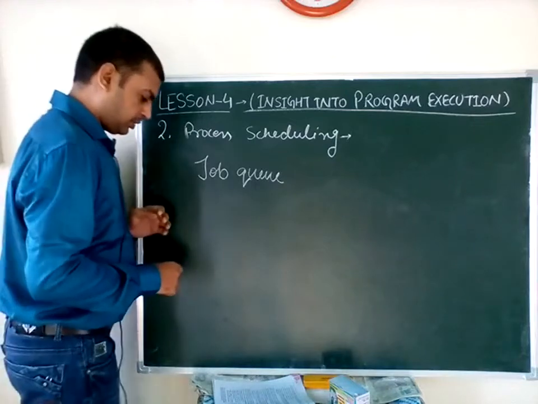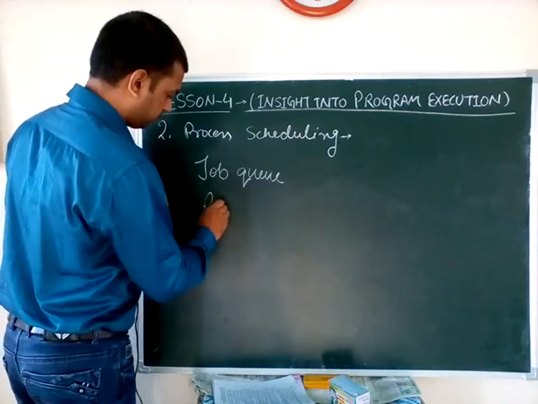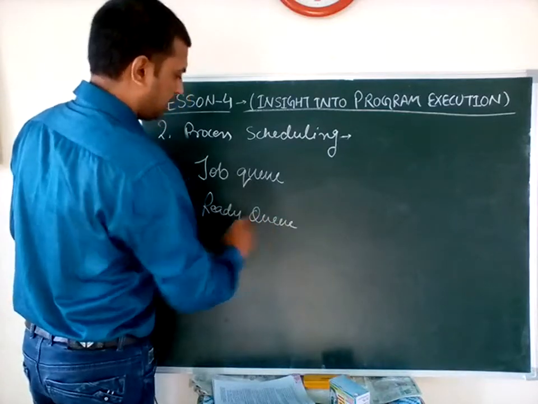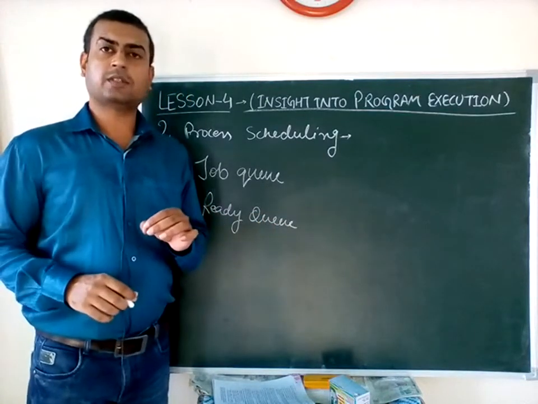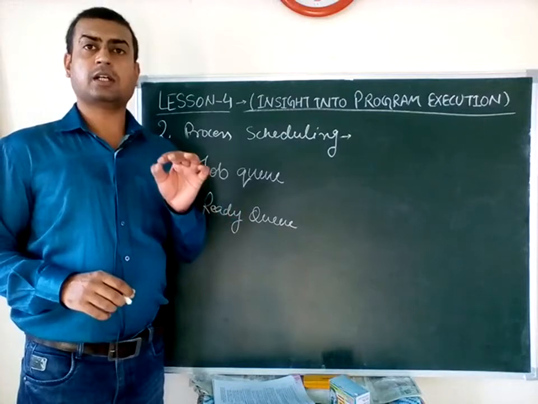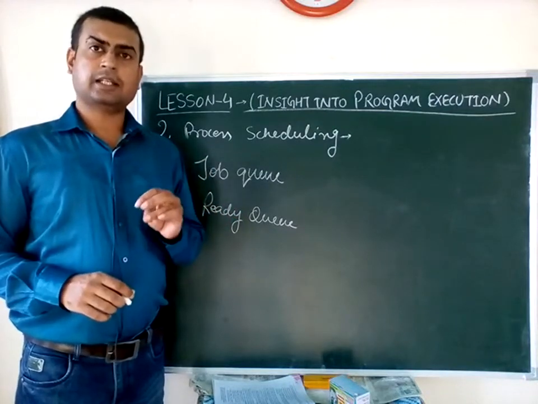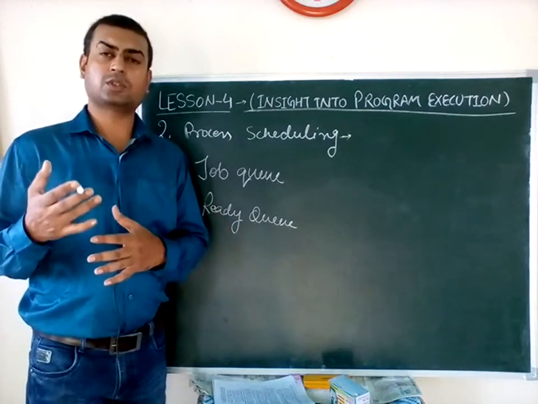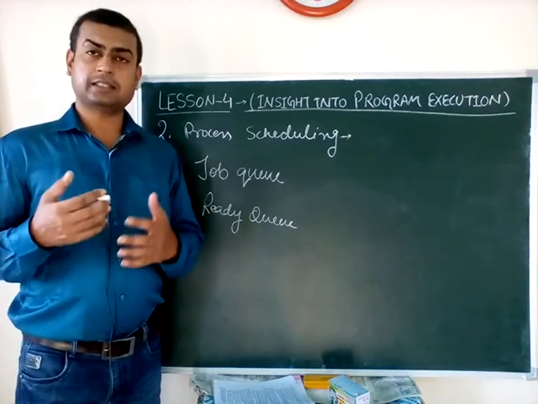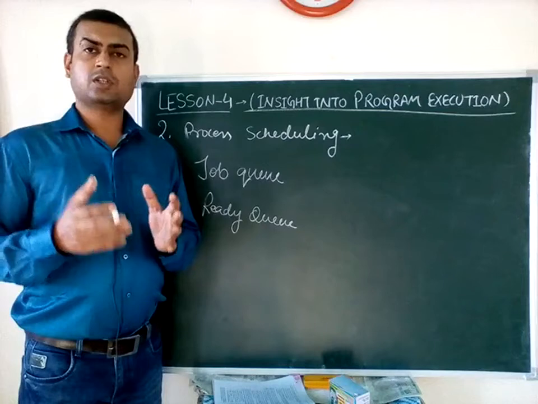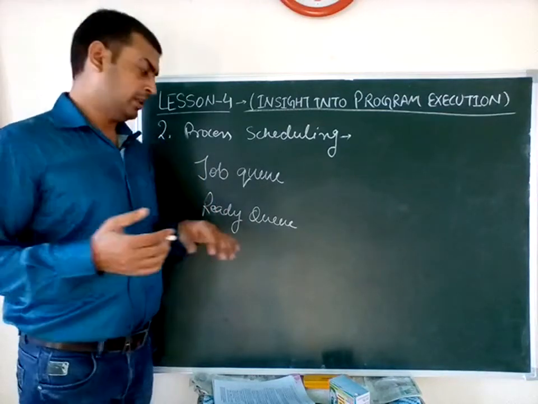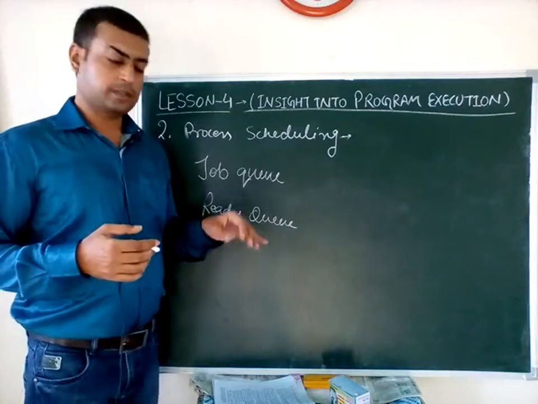The next is your ready queue. Ready queue is the queue in which all the processes are kept according to the algorithm. Means it will be evaluated with FCFS, or your operating system is going to evaluate it with SJN or round robin, whichever logic your operating system has applied. After application, the ready queue is formed.